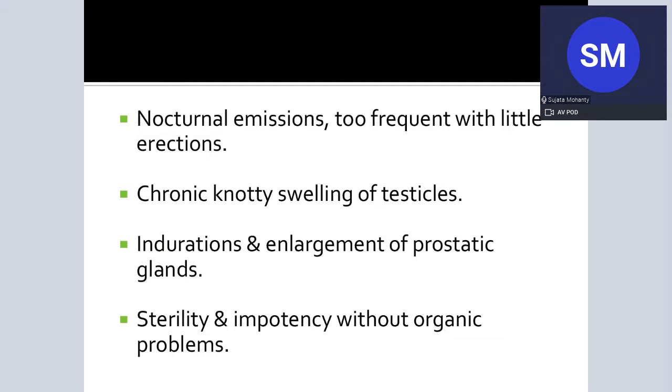Then the male symptoms are nocturnal emissions, too frequent with little erections, chronic knotty swelling of the testicles, indurations and enlargement of prostatic glands, sterility and impotency without any organic problems.